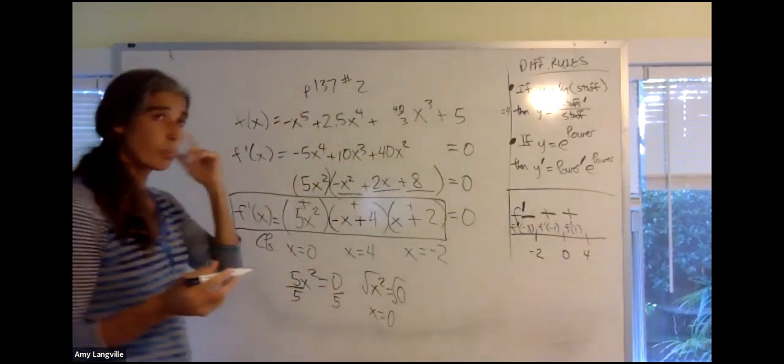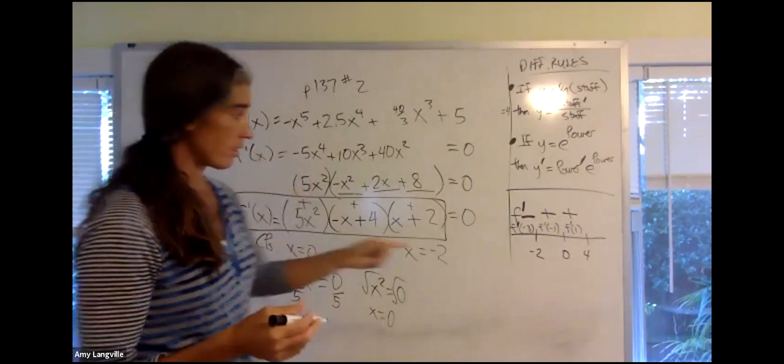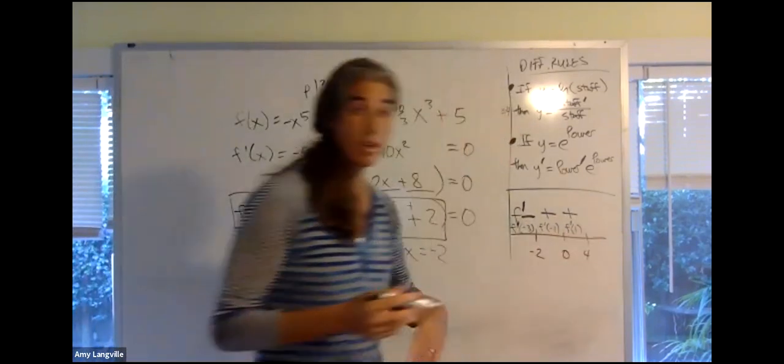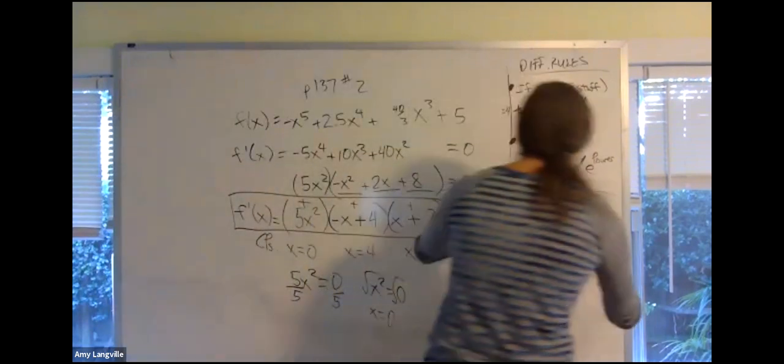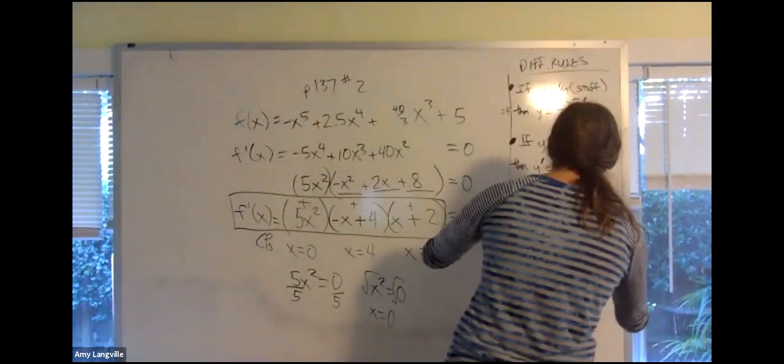And then we know from the picture and from our answer that this last one has to be minus, but let's go ahead and check that. F prime of 5.